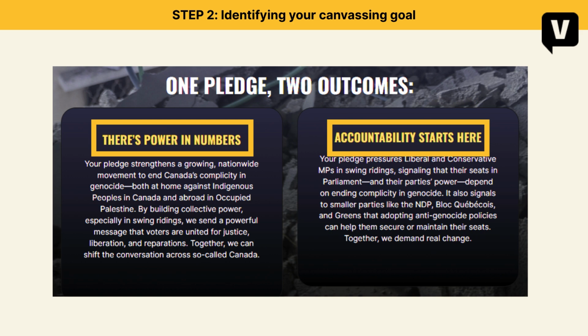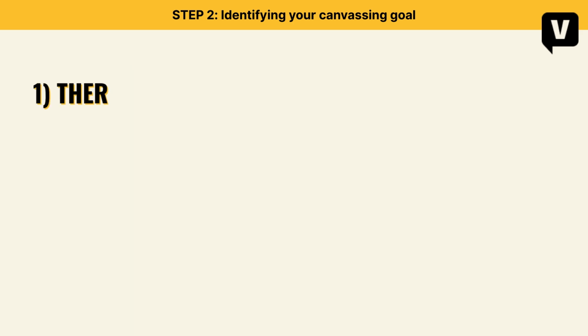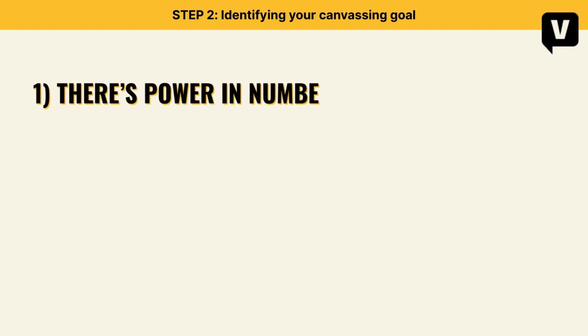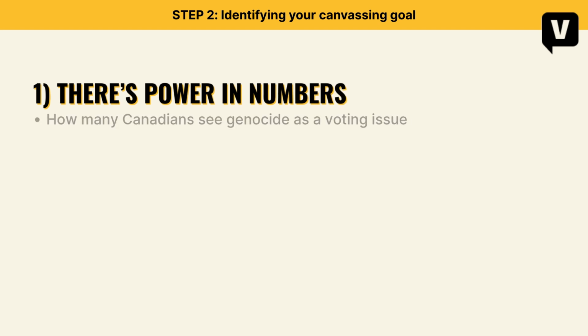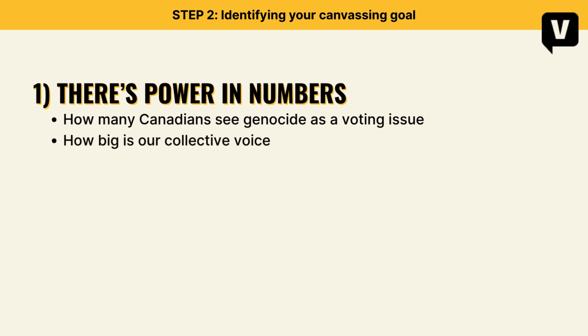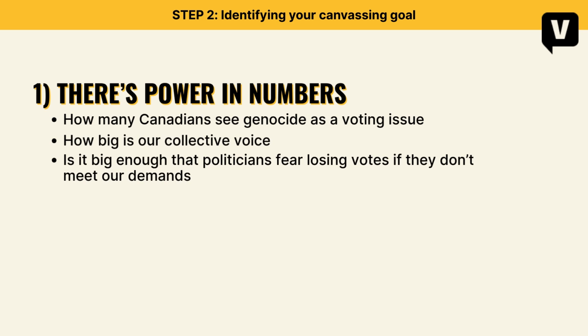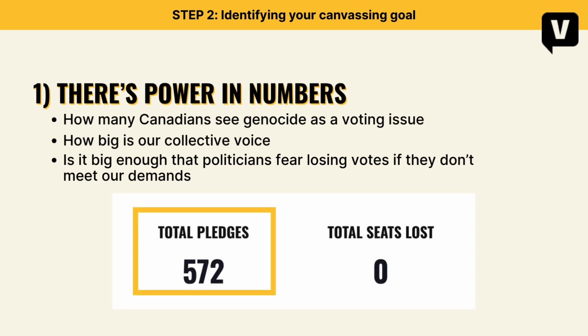Identifying your canvassing goal. Votes Against Genocide's mission has 2 outcomes. 1. Power in numbers. We want to show political parties how many Canadians see genocide as a voting issue. How big is our collective voice? Is it big enough that politicians need to fear losing our vote and start meeting our demands? With this outcome, we are looking to increase our tally of total pledges.